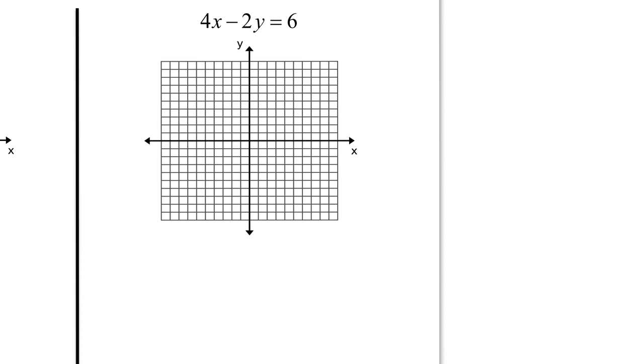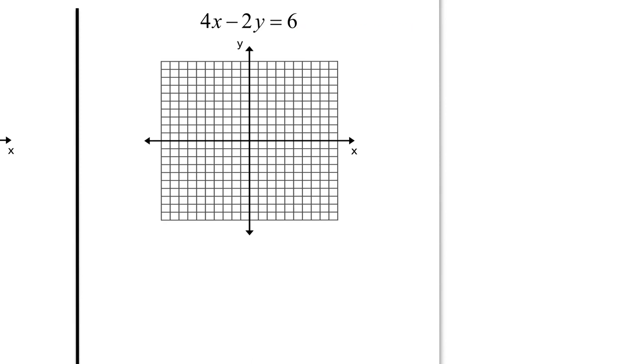So I want to graph 4x minus 2y equal to 6. Now the first thing you guys notice is you can actually simplify this equation, okay? Yes, you can. You have 4x minus 2y equal to 6. You can divide everything by 2. So I'm going to do that right now, and I'm going to put it on the side.